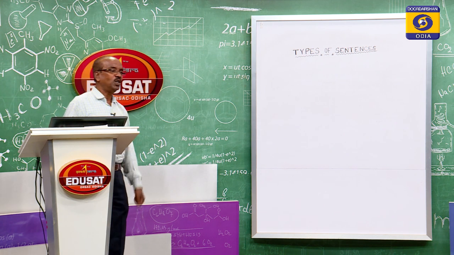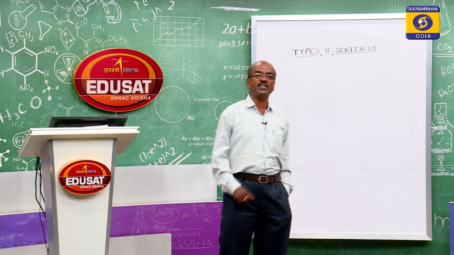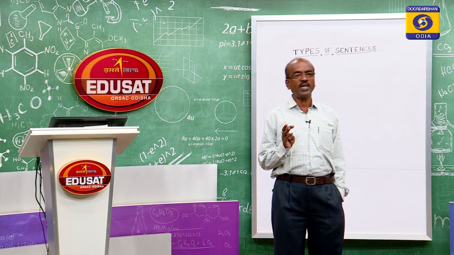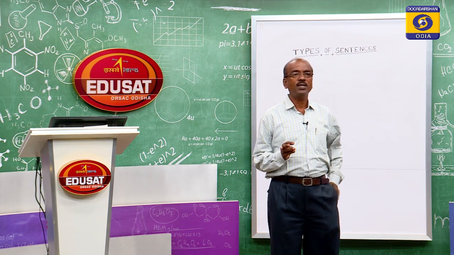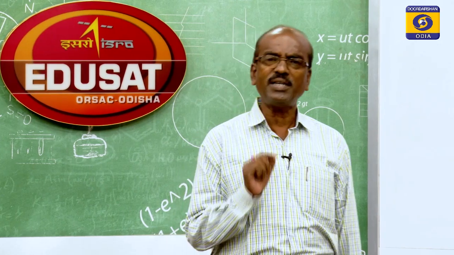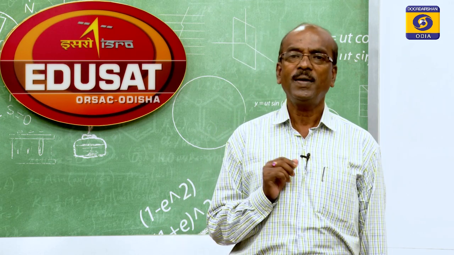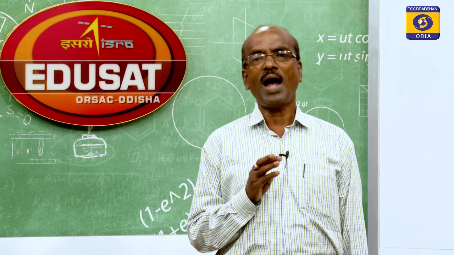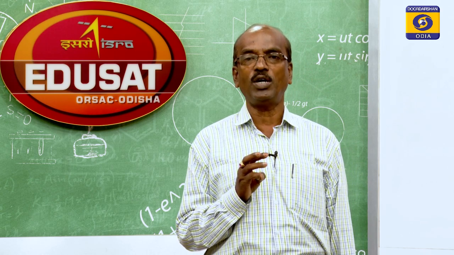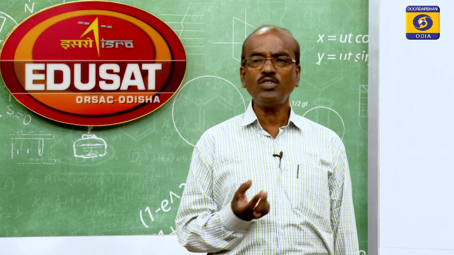Dear students, today we discussed types of sentences. There are 4 types of sentences: simple sentence, compound sentence, complex sentence, and compound-complex sentence. Simple sentences are of 4 types. What are they? Declarative sentence, imperative sentence, interrogative sentence, and exclamatory sentence.